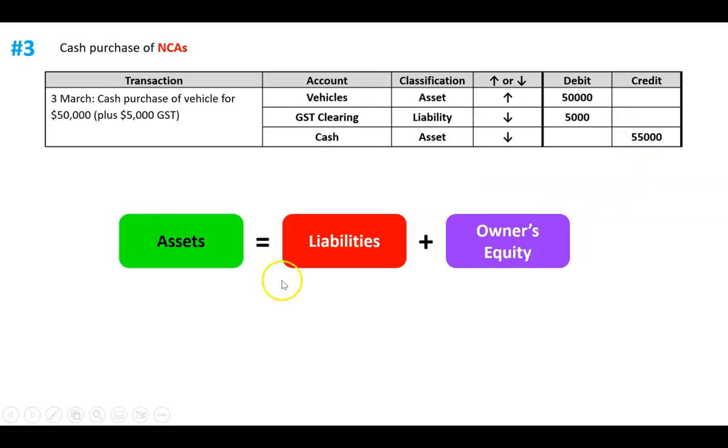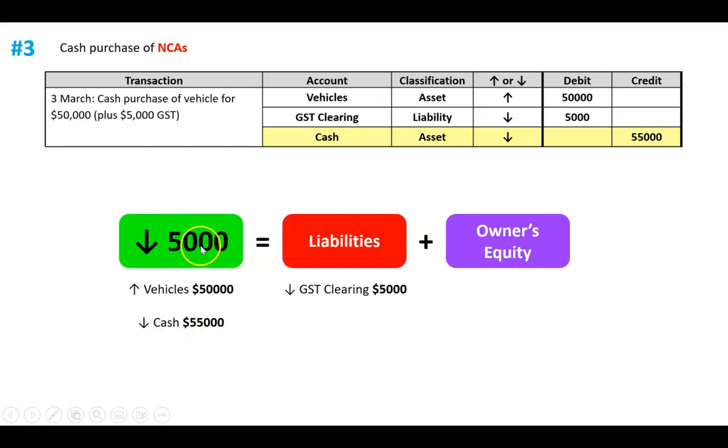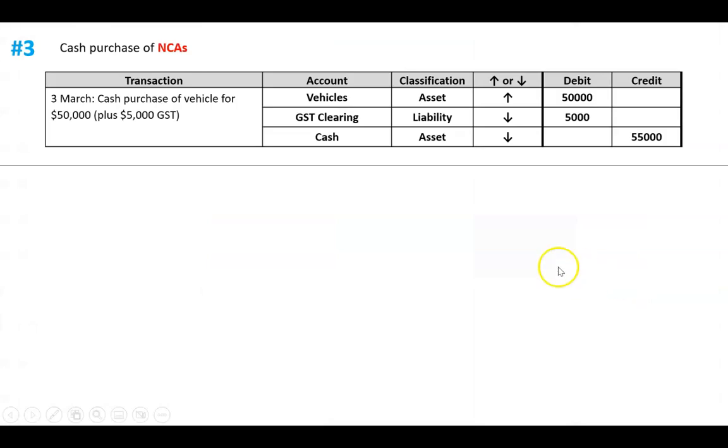Just check our accounting equation there. I've got a new asset called vehicle. It's increasing 50,000. I've got a liability called GST clearing going down for 5,000. And then I've got cash, which is an asset going down 55,000. So let's just balance this up. Assets went up 50,000, but down 55,000. So all up, they went down 5,000. Liabilities went down 5,000, and nothing happened to owner's equity. So negative 5,000 plus 0 equals negative 5,000. Beautiful. All balances.